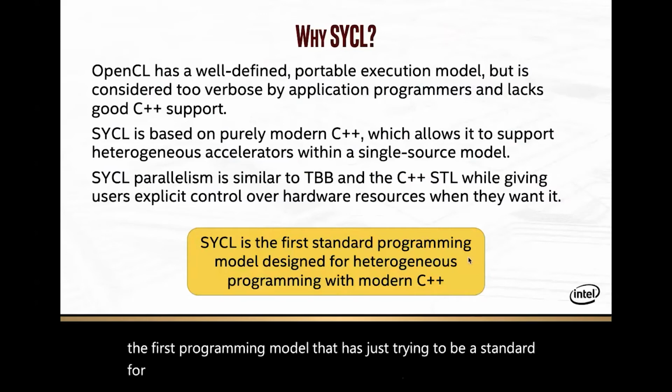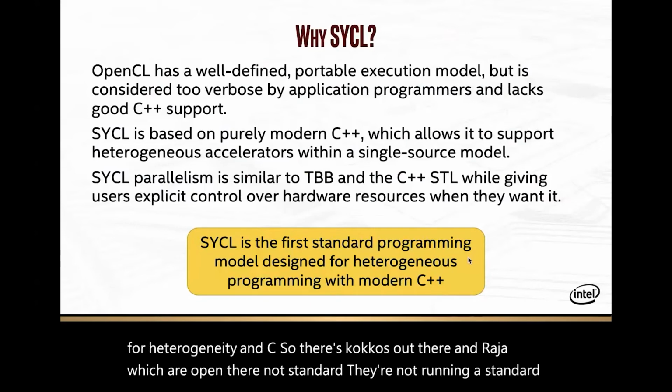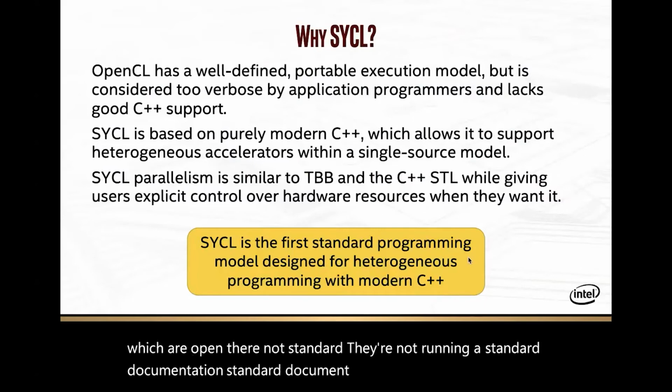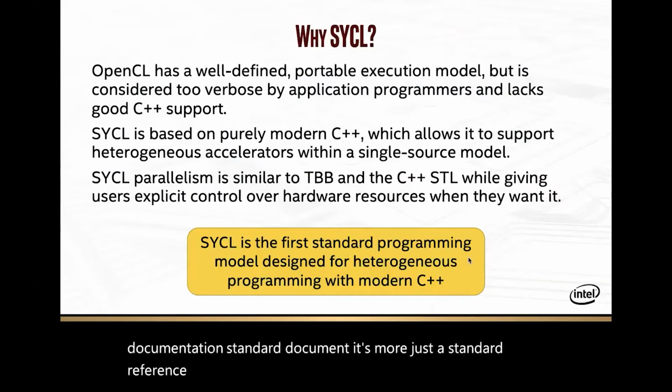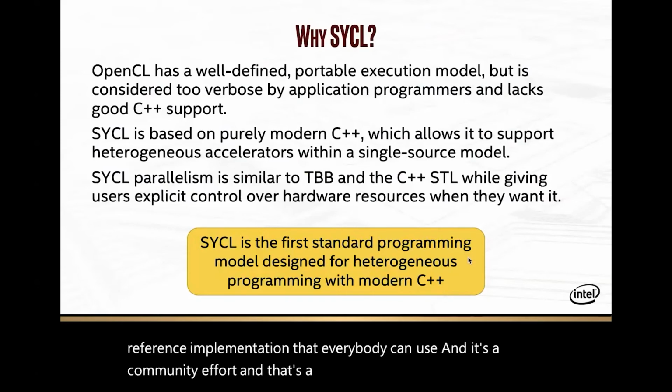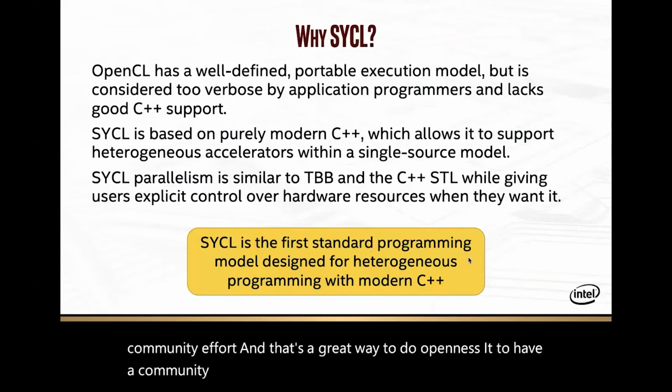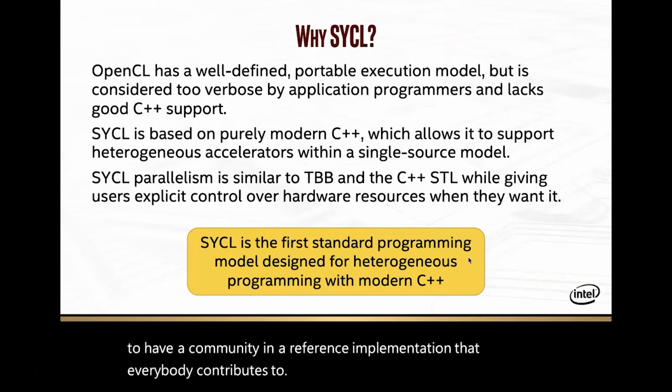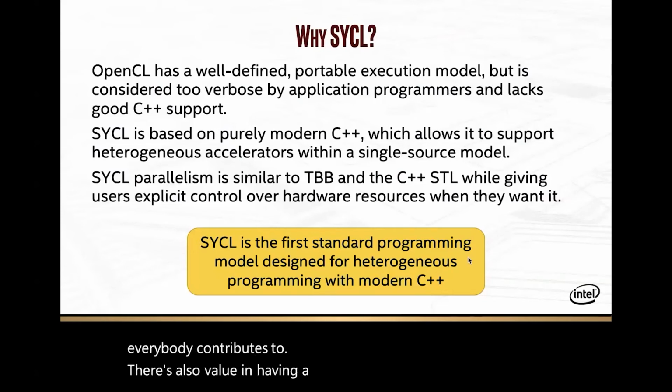So there's Kokkos out there and RAJA, which are open. They're not standard. They're not writing a standard document. It's more just a standard reference implementation that everybody can use, and it's a community effort. And that's a great way to do openness, to have a community and a reference implementation that everybody contributes to. There's also value in having a standards document from Khronos and then having multiple implementations.